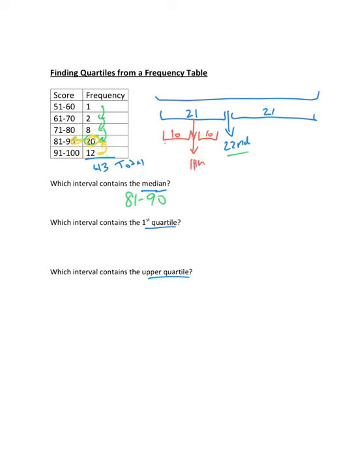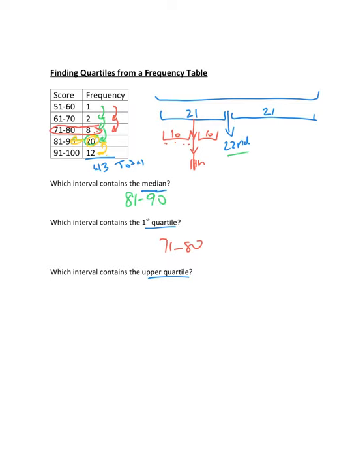If these people are all lined up, it is the 11th person coming in from the lowest end. So I go to the lowest end of the frequencies and I find where's the 11th person. 1 plus 2 is 3. 3 plus 8 is 11. The 11th person is in this group of 8 people. It's the last person in this group who scored between 71 and 80. That's the interval that contains the first quartile.